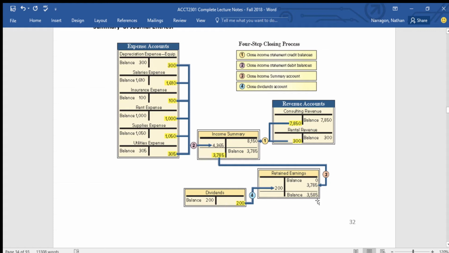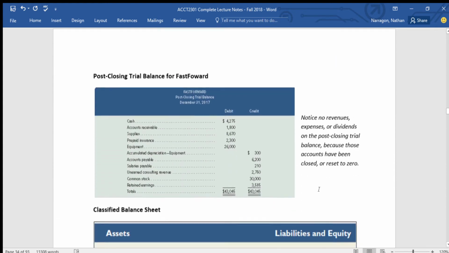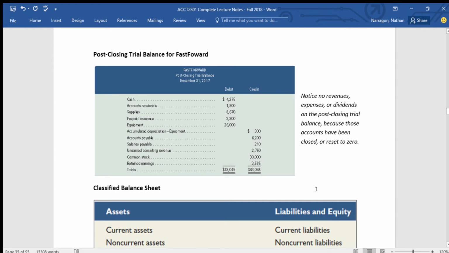Since this company just started this year, it doesn't have any beginning retained earnings, so whatever we do to close everything out is basically its balance at the end. So once we close them out, we have what is known as the post-closing trial balance right here. Let's zoom into this.